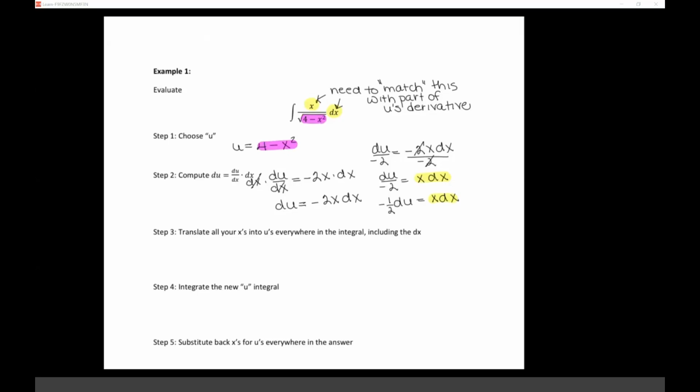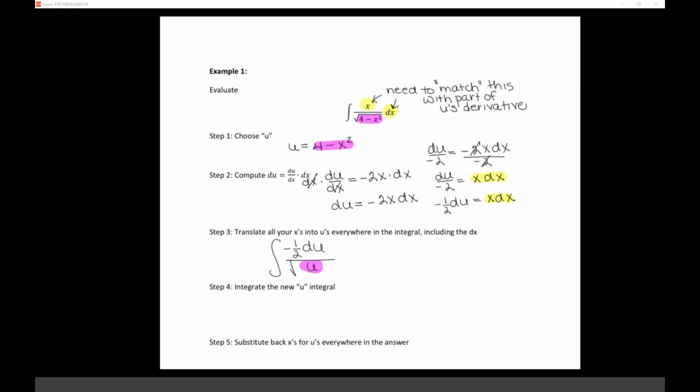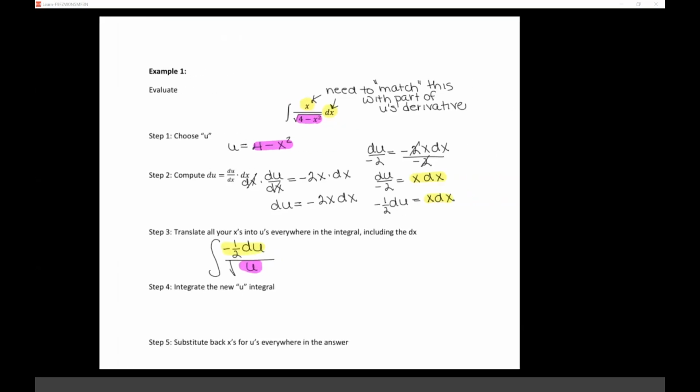So here's pretty much what I've got. If I translate all those x's, I have negative 1/2 du on the top, and on the bottom I have the square root of u, which still looks kind of ugly. All right, everybody see how I made the changes? Here's the u, and here's the x dx.